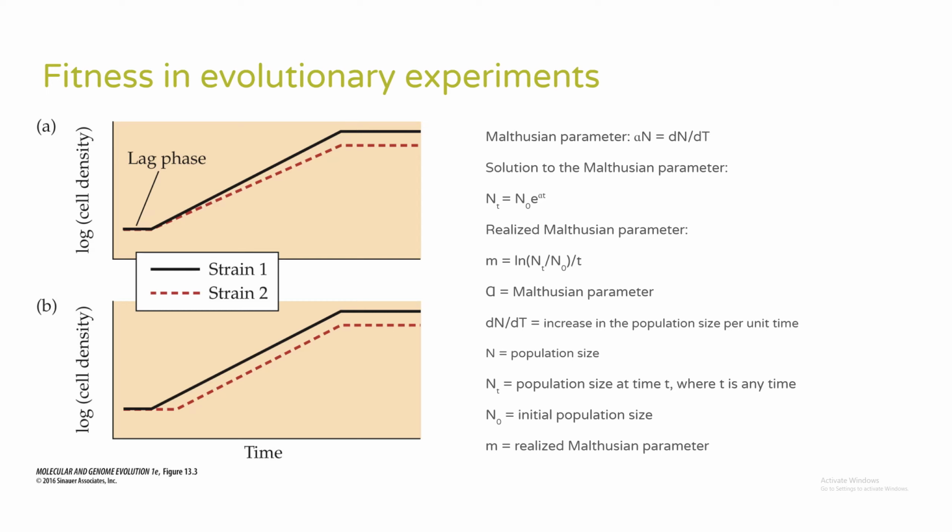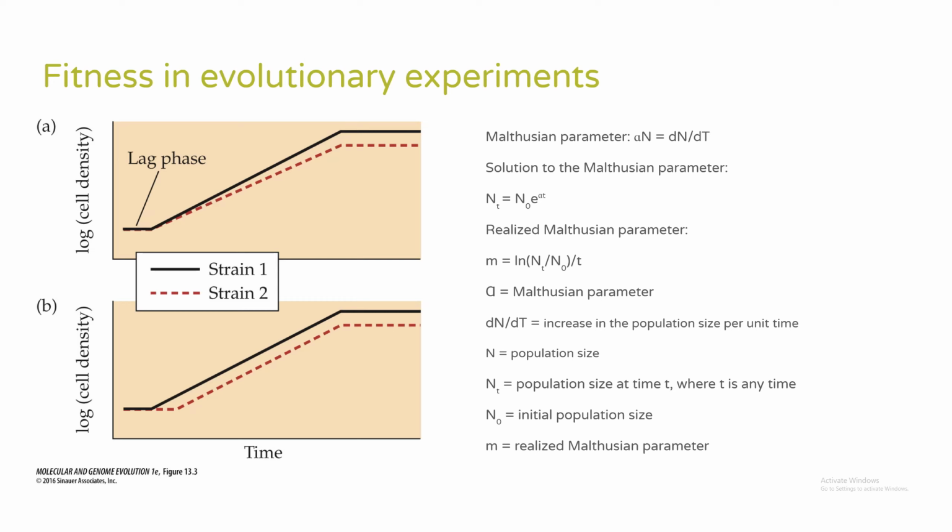It can be described by the equation dN/dt = αN, where N is the population size, dN/dt is the increase in population size per unit time, and α is the Malthusian parameter. It has proxies such as the realized Malthusian parameter and the solution to the Malthusian parameter.